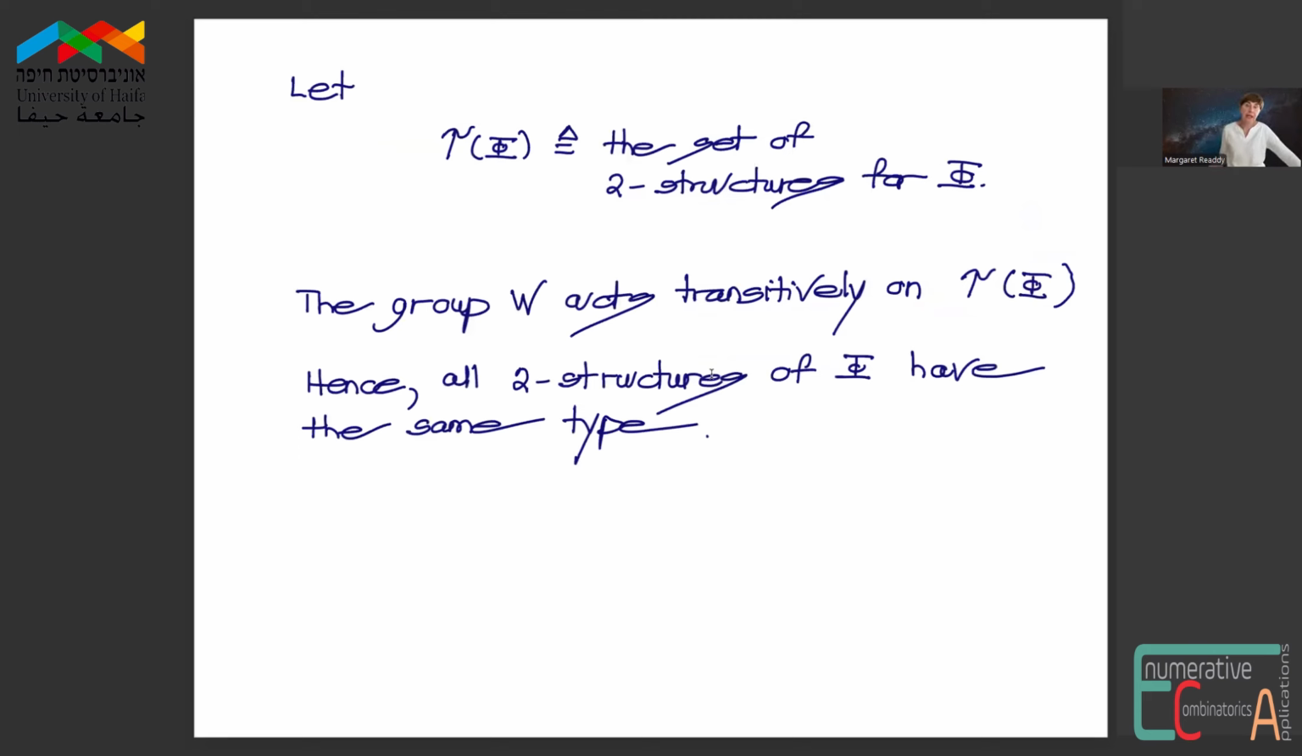All right, so let capital T of phi denote the set of 2-structures of your pseudo-root system. There are some very nice properties that 2-structures of a root system satisfy. The first is that the group acts transitively on them. And because of this, all 2-structures of a given pseudo-root system have the same type.